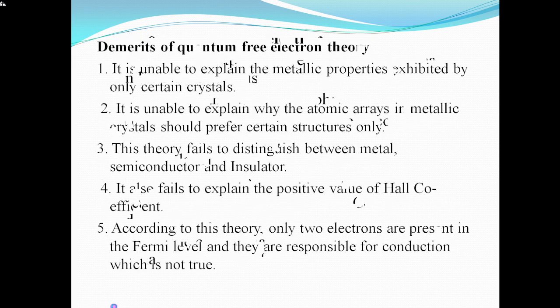Next, what are the failures or demerits of quantum free electron theory? So see here, there are some demerits for quantum free electron theory also. In spite of explaining many drawbacks of classical free electron theory, this also has demerits. That's why band theory was introduced. Okay. So see here, demerits.